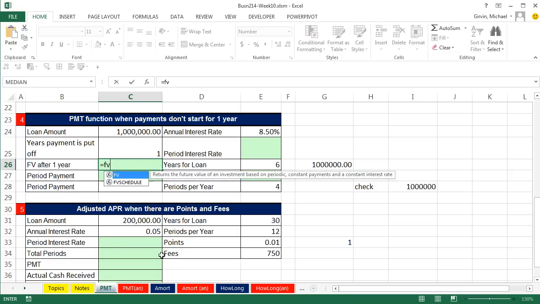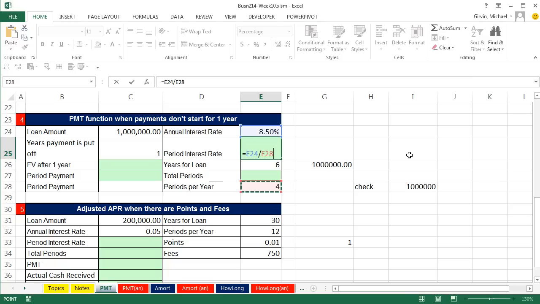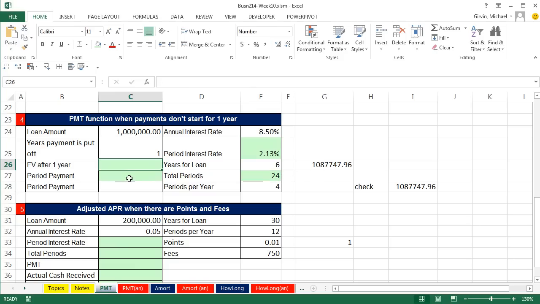So here we're going to use the future value function. Oh, but we have to calculate the rate in NPER. So annual rate divided by 4 periods per year. So our quarterly rate will be 2.13%. That's our period interest rate. Our total periods equal 6 times 4. That's the total number of periods. Now, we have to be careful there. We're actually not going to use that number because we have 2 calculations here.